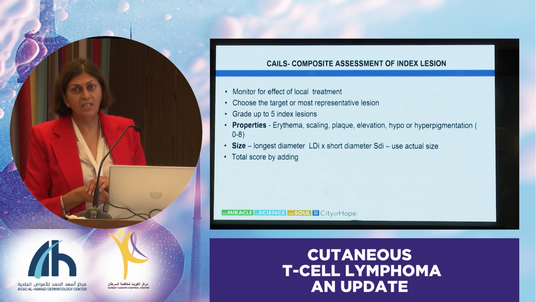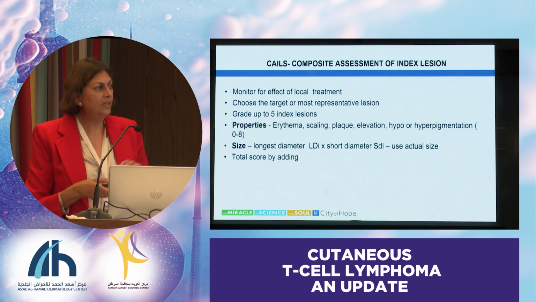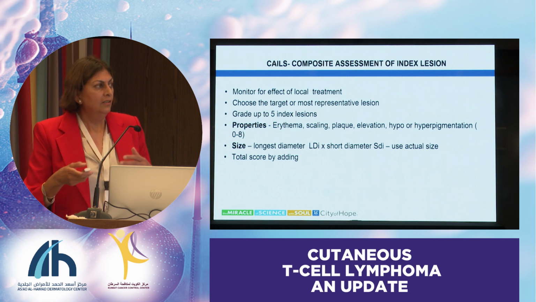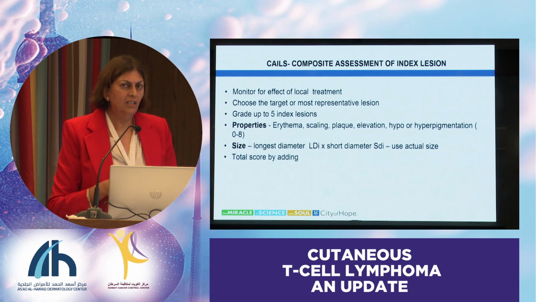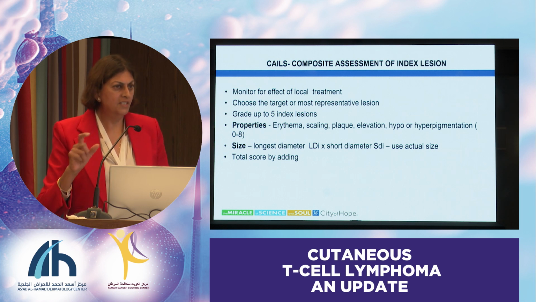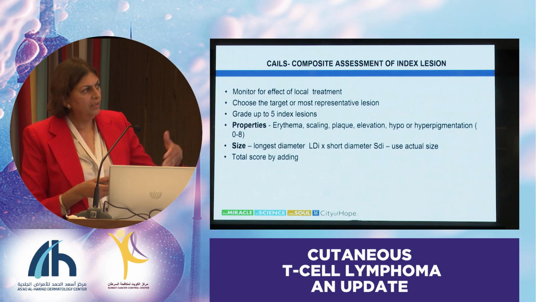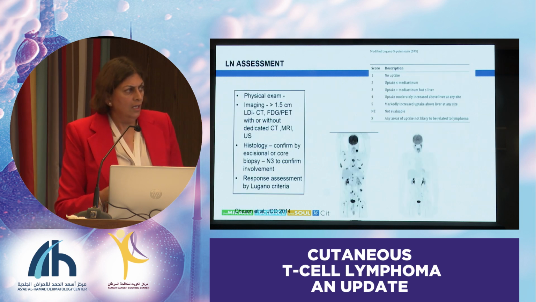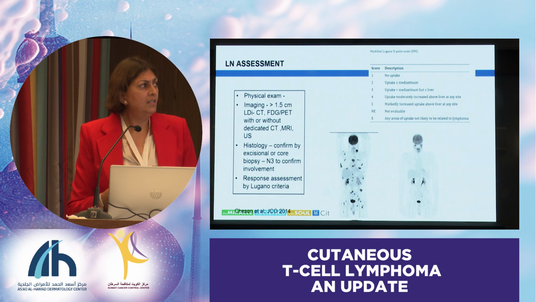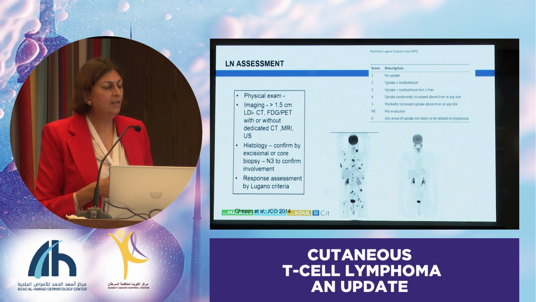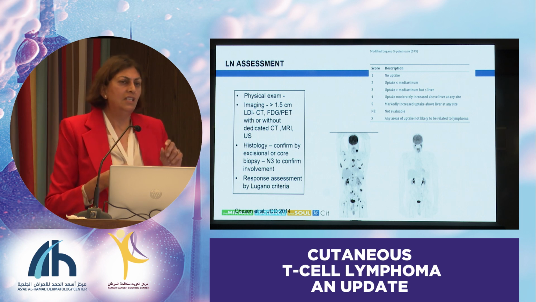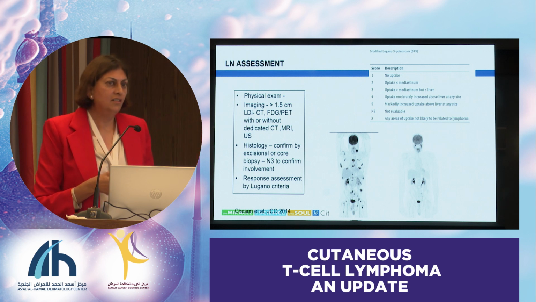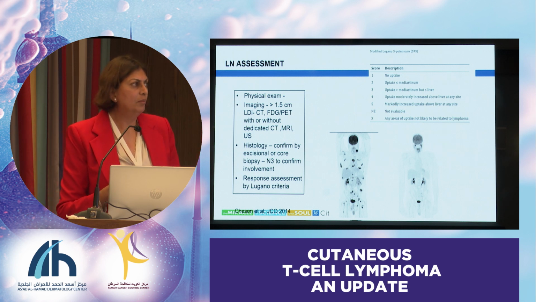You can look at the properties of the lesions, and I'm sure you're all familiar with describing skin lesions, whether the color, the scaling, et cetera. Size, the longest and the shortest diameter. I usually walk around with a little scale in my pocket, and then you add it up, and then you can follow it. Lymph node assessment becomes complicated. There's always the physical, histologically becomes complicated, but physically it's pretty easy. You do a physical exam, you can feel for lymph nodes, and anything that's at least 15 millimeters in size is considered abnormal, whether it's by physical exam or by scan.